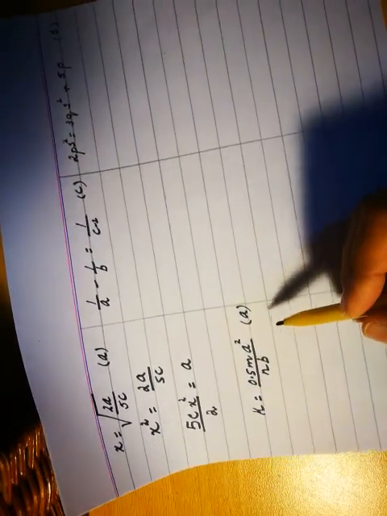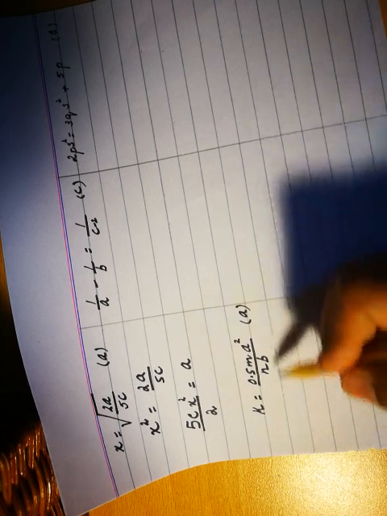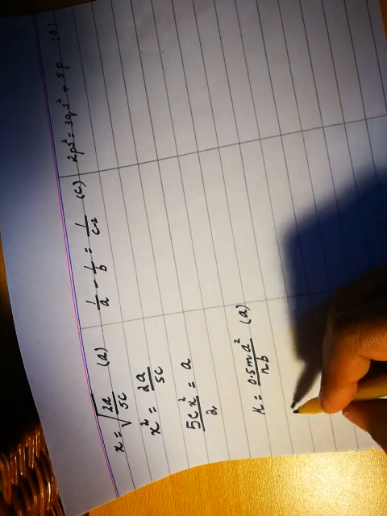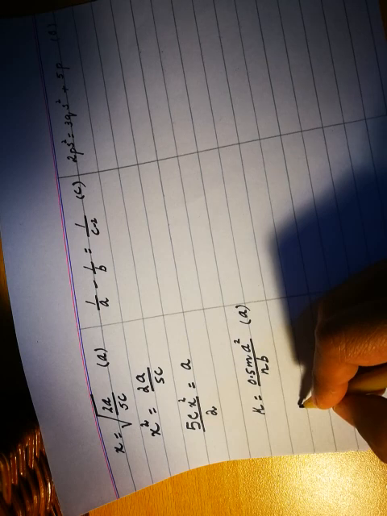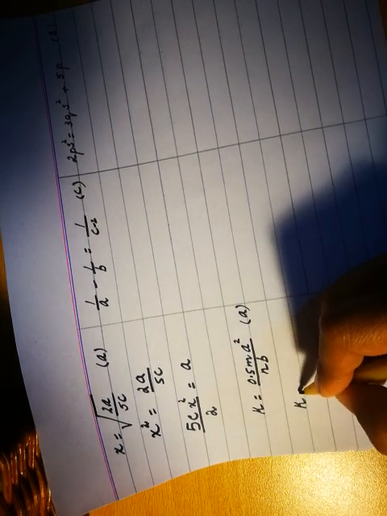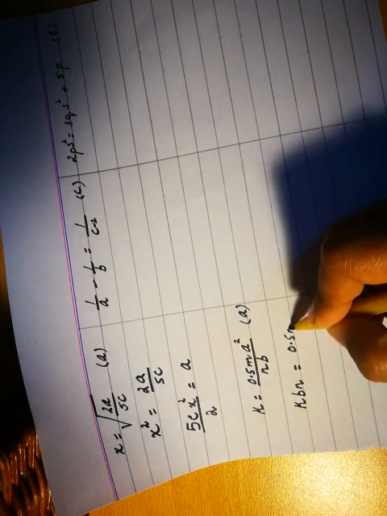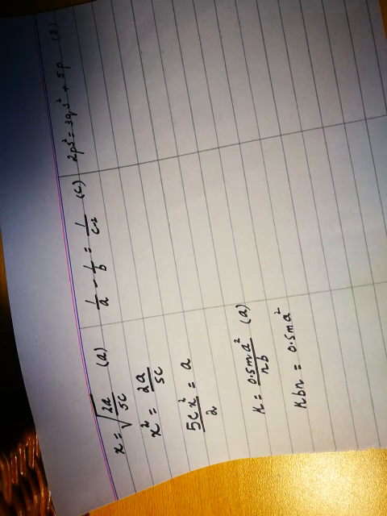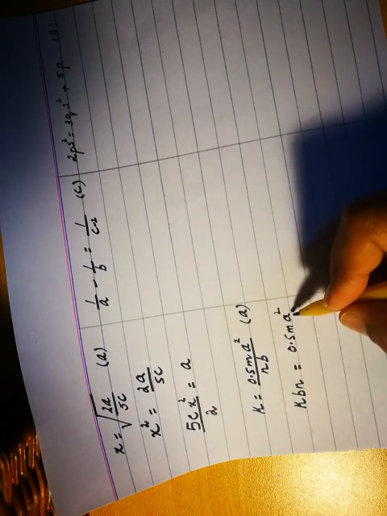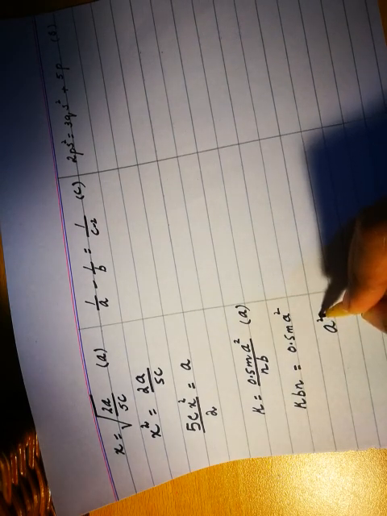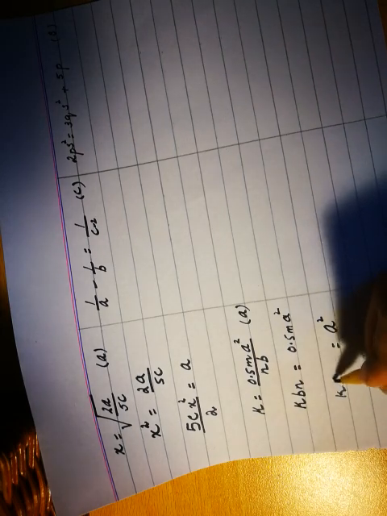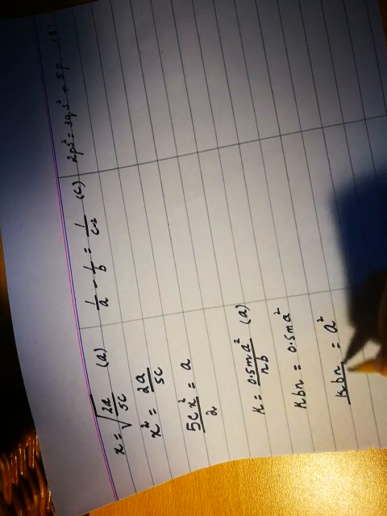If I'm having this situation, first of all, the single denominator, I'm going to shift it to the other side. So that would be kbn is equals to 0.5 ma square. Now if I want to make a the subject of the formula, I'm having a square on this side and I'm going to shift 0.5 m in the denominator.